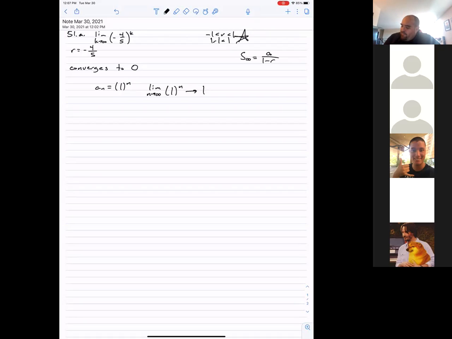But if instead I'm looking at this, the limit as n approaches infinity of this guy, what does this series do? Goes to infinity.